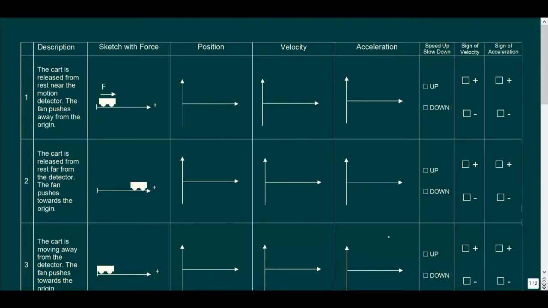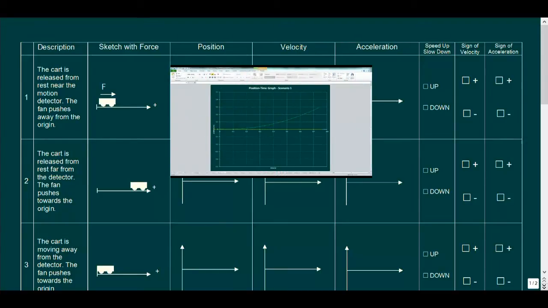Now for each scenario, we'll start with a sketch to set up our analysis and move to the right. So let's start with the direction. Now our positive direction is an arbitrary choice, but for this analysis, we'll consider motion to the right as positive motion. This sets up direction for all the vectors in our analysis, starting with the force, which is also in our positive direction. So let's look at the position time graph.